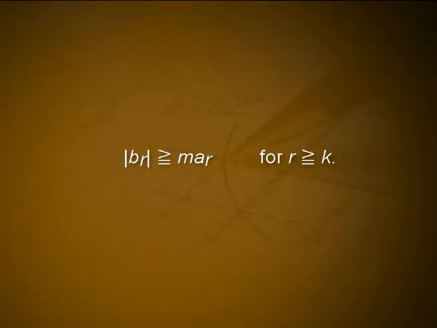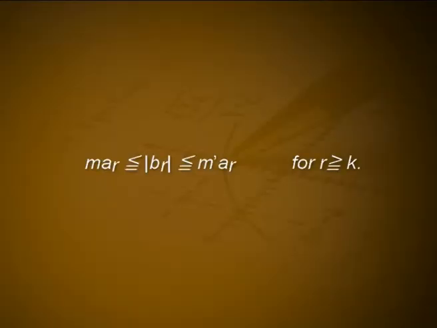For a given numeric function A, let omega A denote the set of all numeric functions B such that there exist positive constants k and m with mod Br greater than or equal to mAr for r greater than or equal to k. In other words, if B is in omega A, then B grows at least as fast as A.